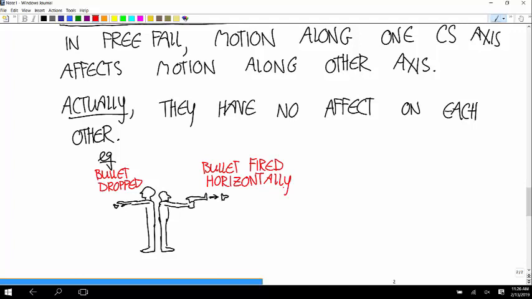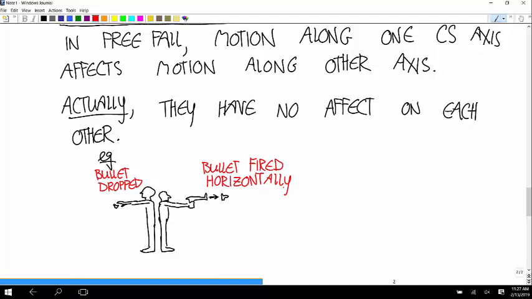And these bullets are both going to hit the ground. And the question is, compared to each other, when are they going to hit the ground? They are going to hit the ground at the exact same time, if you have enough space for the bullet to hit the ground before it hits the wall.